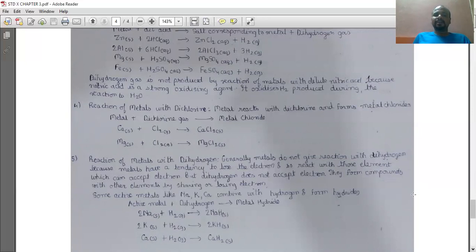Some active metals like sodium, potassium, calcium combine with hydrogen and form hydrides. General form is active metal when reacts with dihydrogen gives you metal hydride. Sodium metal when reacts with hydrogen gives you sodium hydride. Potassium when reacts with hydrogen gives you potassium hydride. Calcium when reacts with hydrogen gives you calcium hydride.